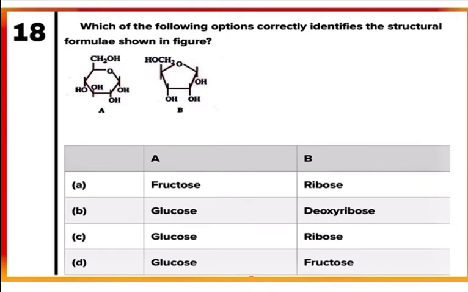Question 18. Which of the following options correctly identifies the structural formulae shown in figure? In figure A, it is the formula of glucose and B is the formula of ribose. Both glucose and ribose are carbohydrates. Glucose is a hexose sugar having 6 carbon atoms, while ribose is a pentose sugar having 5 carbon atoms. So here correct answer is option C.